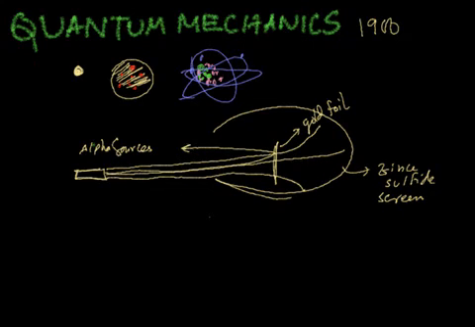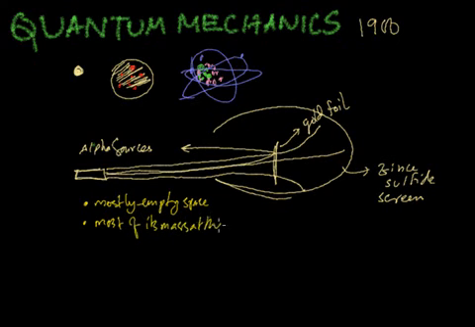So from that he came to the conclusion that atoms are mostly empty space, because most of them pass straight through. Then he concluded that since some bounced directly back, the atom has most of its mass at the center. So from that came Rutherford's model of the atom. This is the atomic structure.